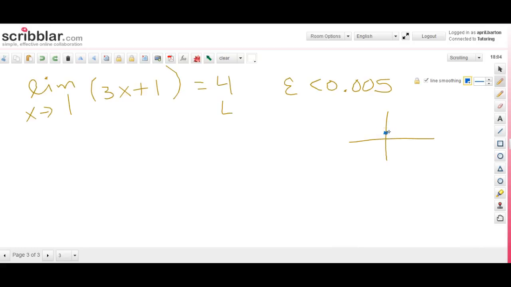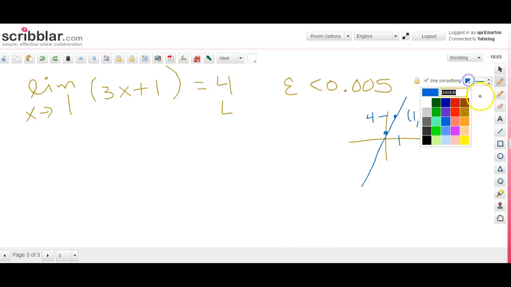So if we were to graph it just to show the picture in relation to those previous discussions, we start at 1, up 3/1, and we have a line. We're approaching the x value of 1. And if epsilon is limited to 0.005, technically you're trying to find between the y values of 4.005 and 3.995. And that's hard to draw since they would be so close to 4.